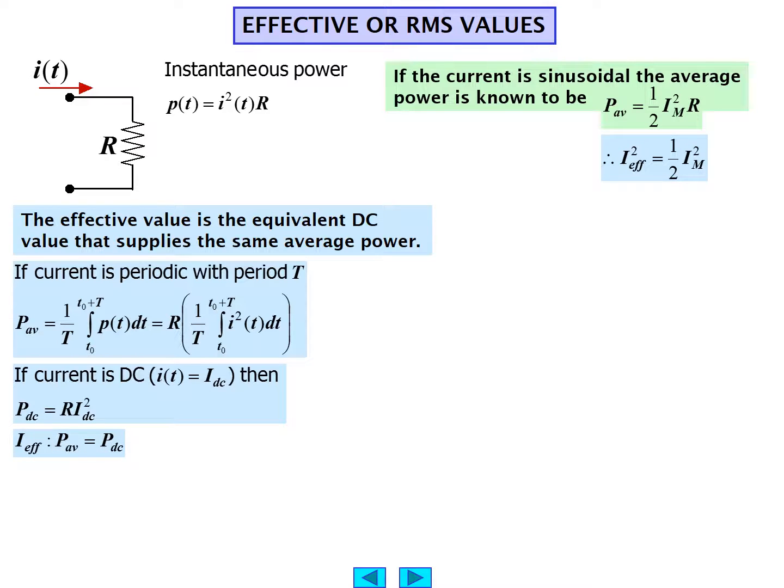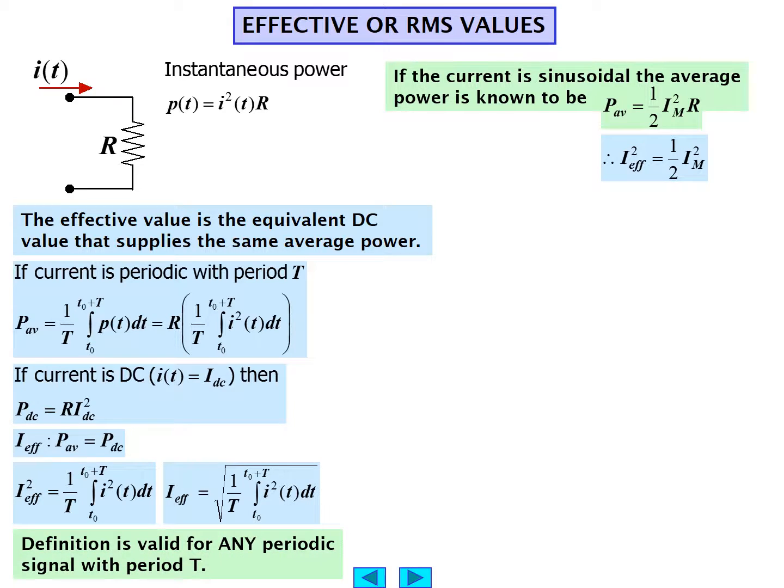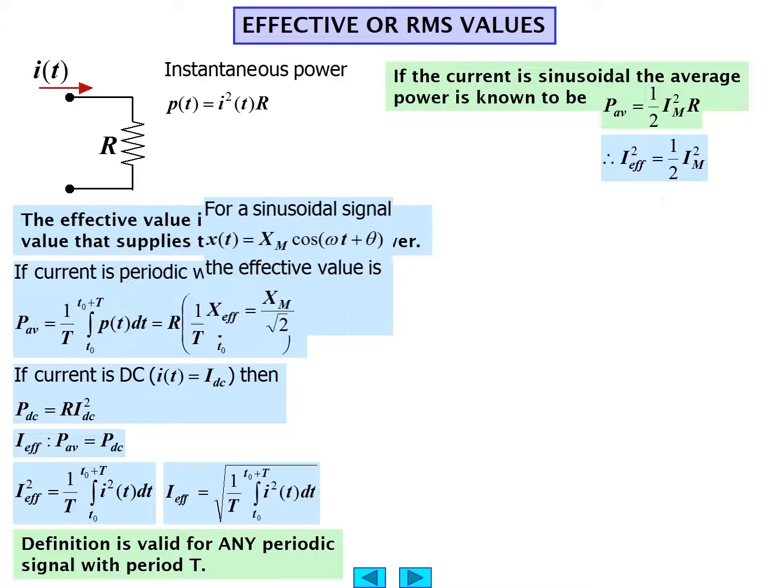The effective power and the effective current then really are equal. P average is equal to P DC. And the effective current squared then is 1/T times the integral over the period of the square of the current. The effective current itself, not the effective current squared, is just the square root of that. So the definition is valid for any periodic signal with period T, as we'll see, not necessarily sinusoidal, as long as it is, in fact, periodic.